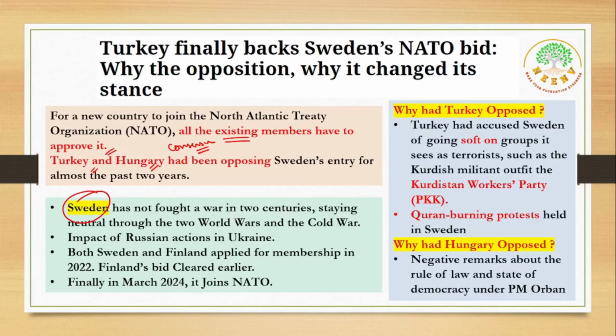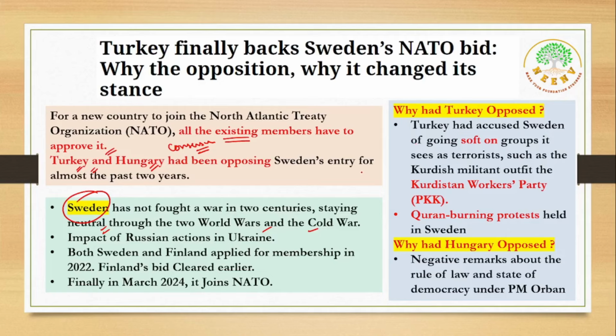Both Finland and Sweden applied for the NATO membership in 2022. All the countries agreed to Finland's membership. Finland was granted the NATO membership, but Sweden was not granted because Turkey and Hungary were opposing for almost 2 years. Now, why did Turkey oppose Sweden's membership? Because we just discussed that Sweden was one such country which used to be neutral even during the World Wars and the Cold War. So why did Turkey oppose Sweden?